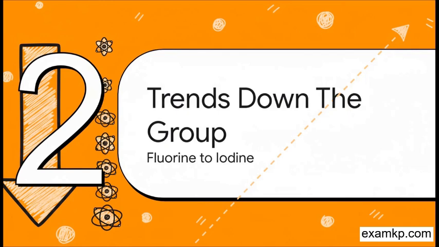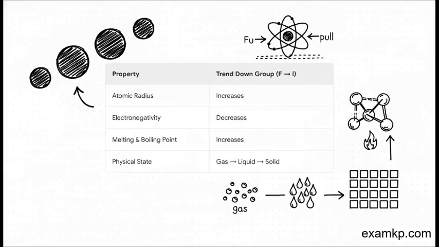Okay, now let's talk about trends as we move down the group from fluorine to iodine. You see, if you can understand these patterns, you can answer so many exam questions without having to cram anything. It's about working smart. This table right here summarizes all the key trends you need to know. Let's quickly walk through it.